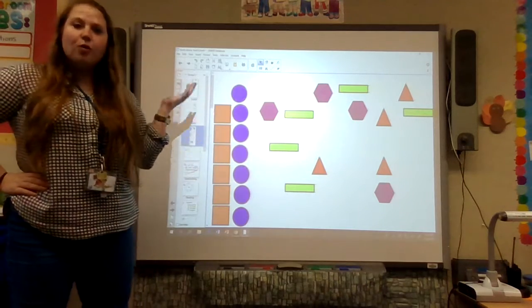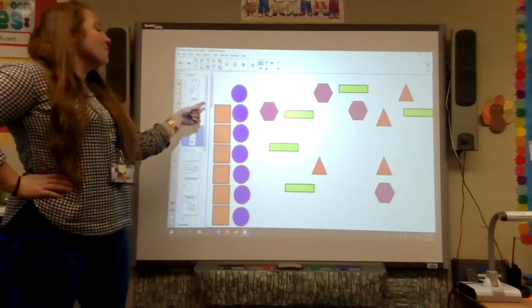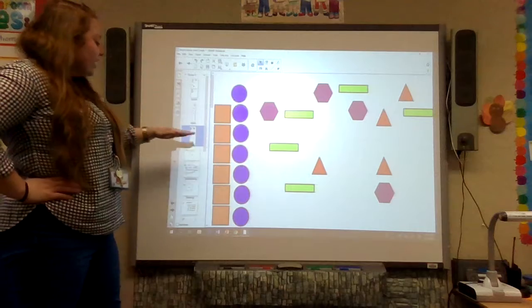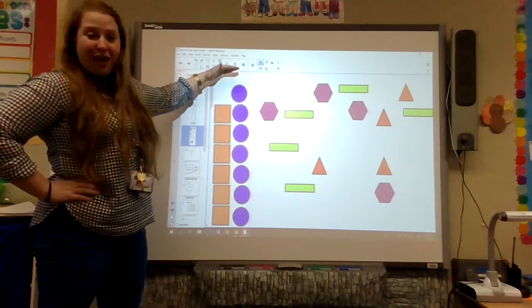Remember, more is the one that's bigger and less is the one that's smaller. So what do you think? Which one has less? Our squares. We can tell because it is shorter than the circle column.